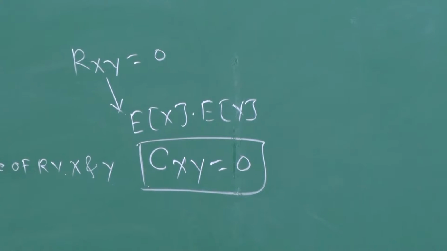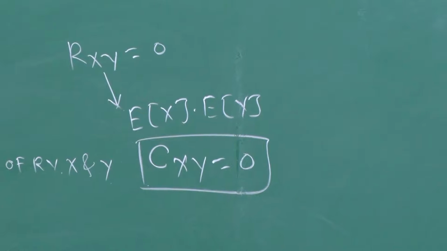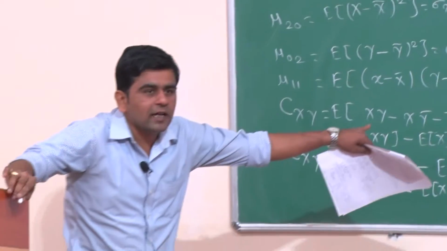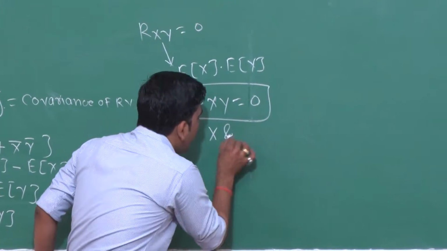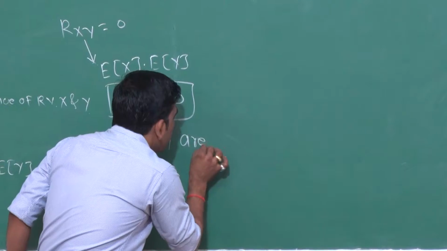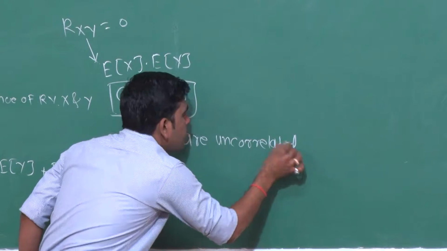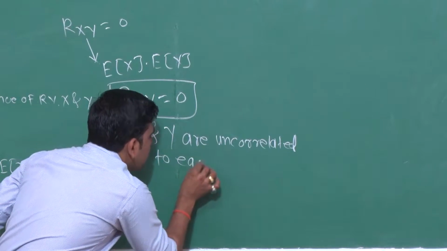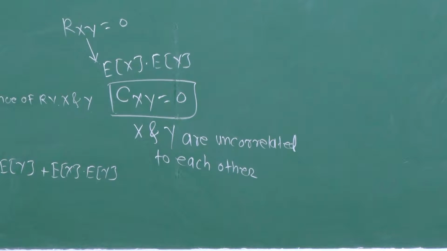In the last lecture we put a star mark. One statement is given: when these two random variables are statistically independent, then these two random variables are uncorrelated to each other. Here the covariance, that is C XY, is equal to 0, then we can say that X and Y are uncorrelated to each other.